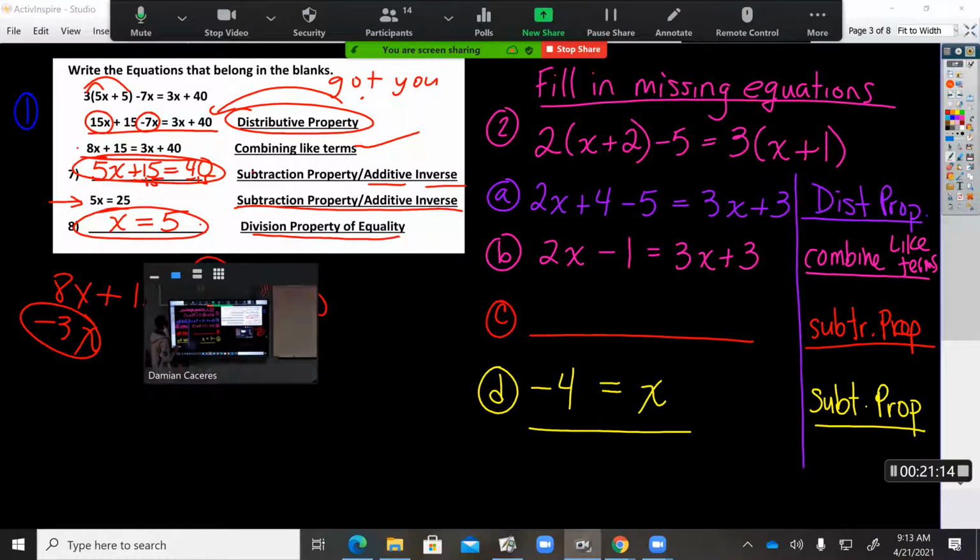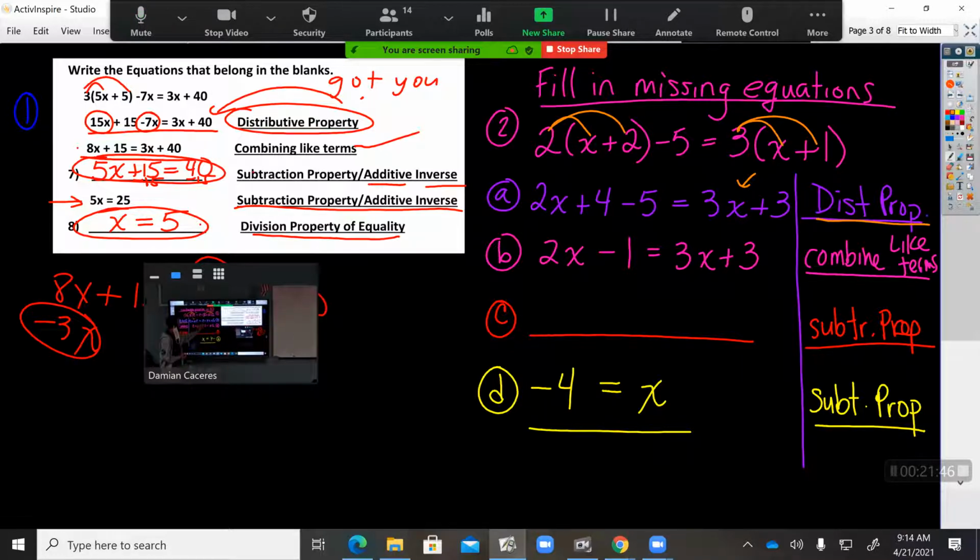All right, let's review this question. So we're going to start from the top over here. First step, distribute on both sides. So once you distribute on both sides, that means the property that follows says distributive property because how we got to these values is using distributive property. So when you distribute, you get 2x plus 4, bring down your minus 5 and your equal sign. 3 times x is 3x, 3 times 1 is positive 3.